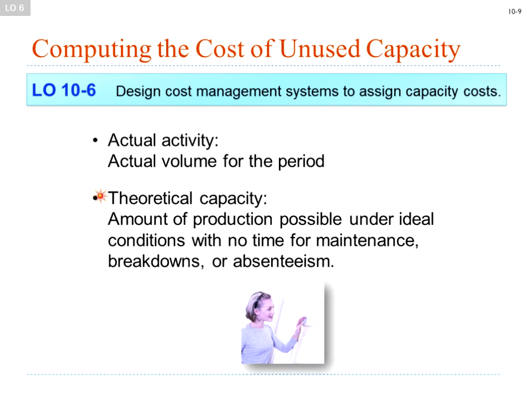We also have theoretical capacity, which is the amount of production possible under ideal conditions. So they don't give any consideration for maintenance, breakdowns, or absenteeism. Theoretical capacity, I don't really like that. It's extremely difficult to achieve, if not impossible, so it's not very realistic. So again, you have actual activity, which is your actual numbers, and then theoretical capacity, which really is not possible in real life, but it's possible on your books.